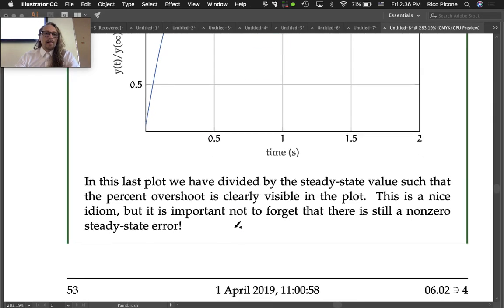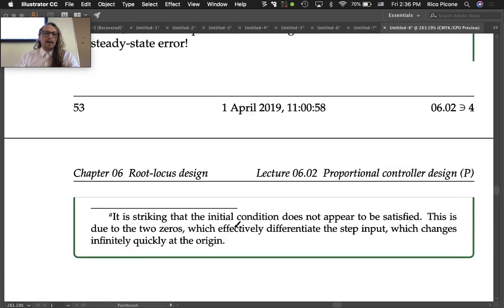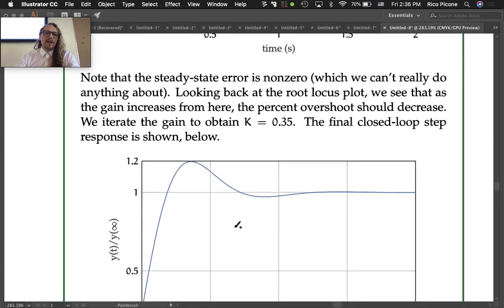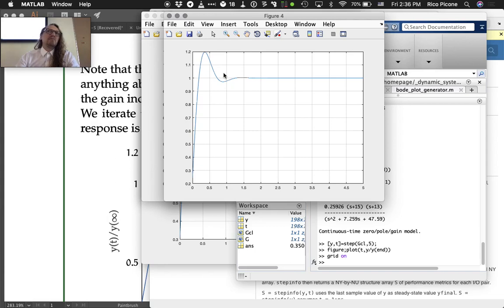Okay, so yeah, that was pretty much our design. We nailed our spec, and we also explored what happens if we keep increasing the gain, and we get away from one of our specs and we help the other spec. So this is a sort of design trade-off question that is hard to answer unless you have a real problem.